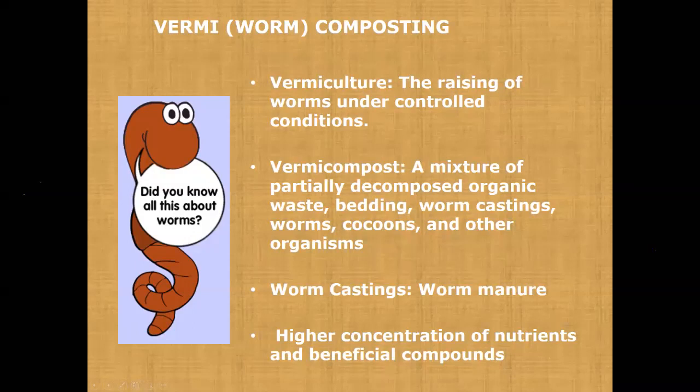Worms actually use bacteria in their systems to create worm castings, so those are a factor in there. Worm castings are worm manure, and they're a highly concentrated and rich nutrient compound. The most common worm species used is Eisenia fetida, which is a red wriggler. But other species like the earthworm, Lumbricus rubellus, also work.